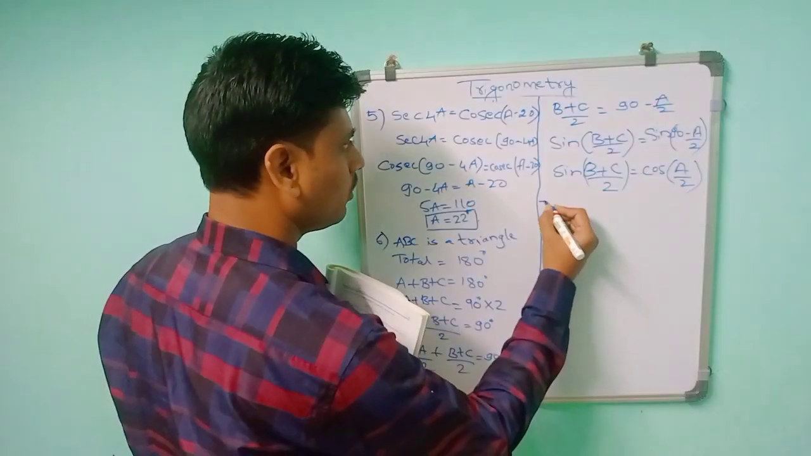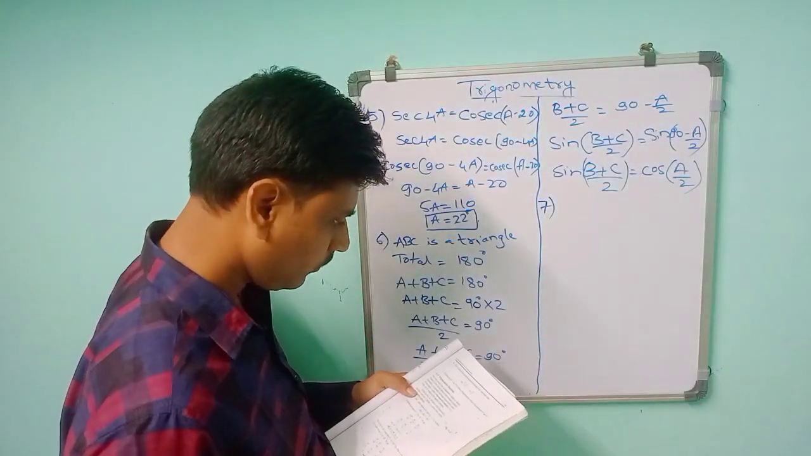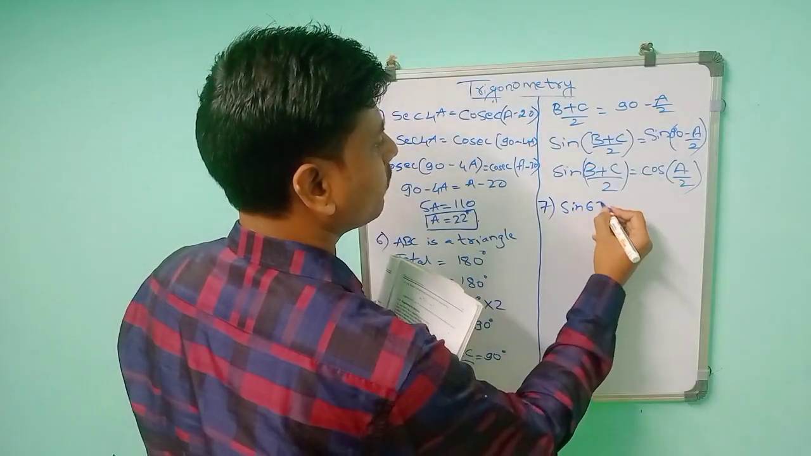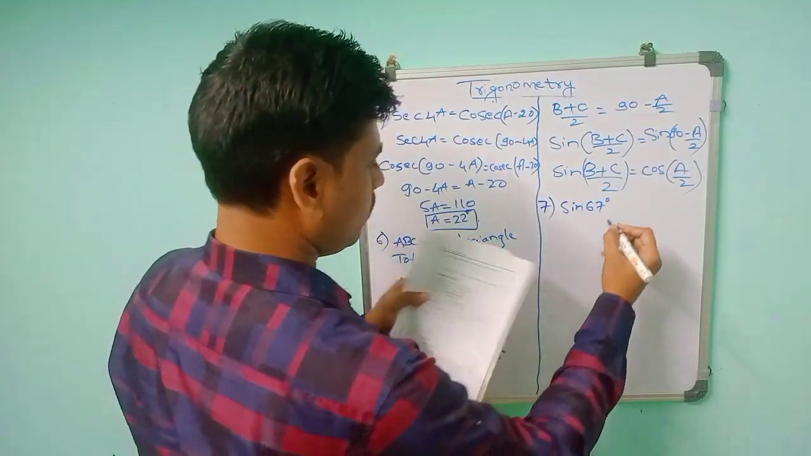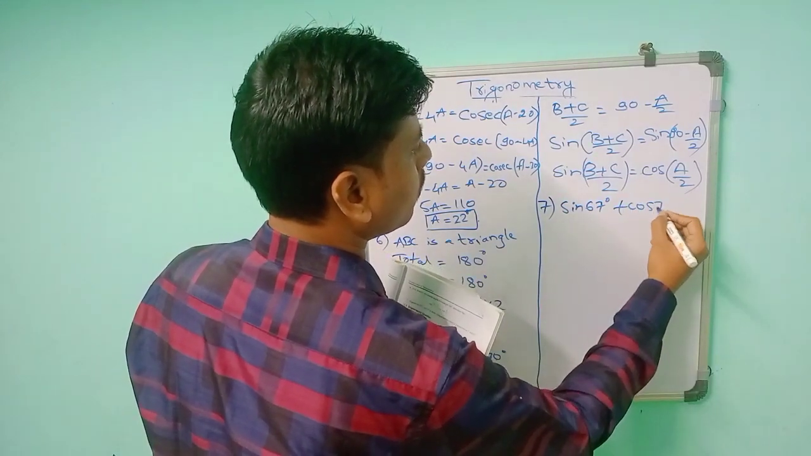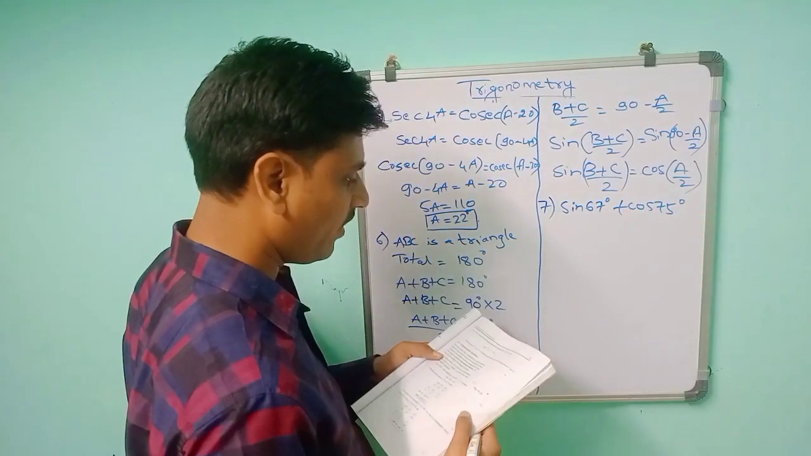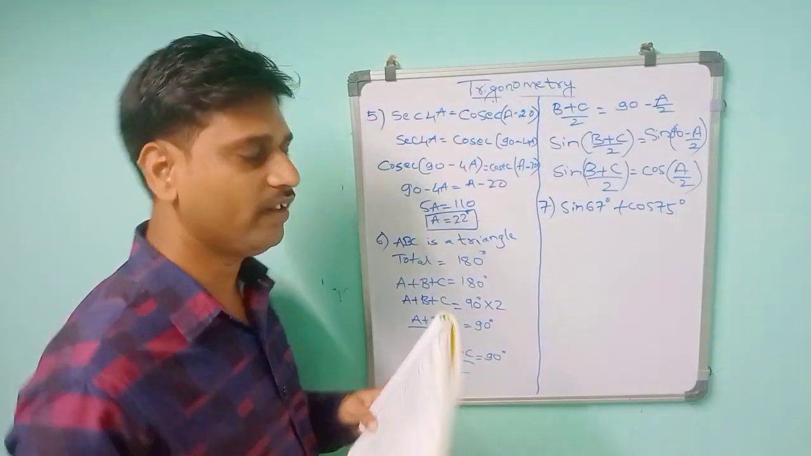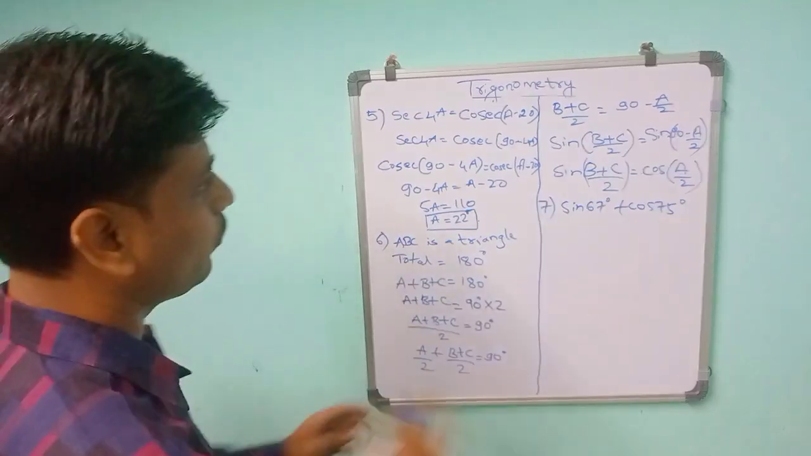Seventh one. Express sine 67 degrees plus cos 75 degrees in terms of trigonometric ratios of angles between 0 and 45 degrees. So the angle should be in the range of 0 to 45.